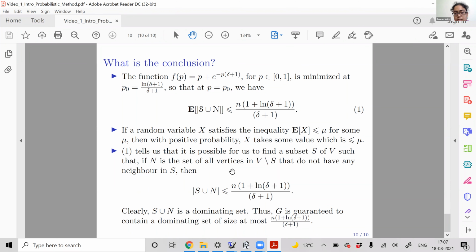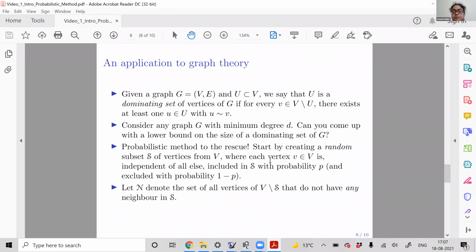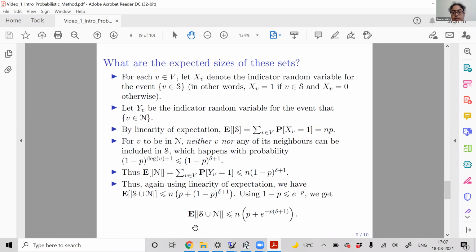First and foremost, notice that this inequality holds for any p, which means that for any p you fix, you perform the random procedure that I described here, generating the random subset script S and then defining script N after you have generated script S. And then when you look at the cardinality of script S union script N, and look at its expectation, that's bounded above by this quantity. Okay, so for every p in the closed interval 0, 1, you can do this.